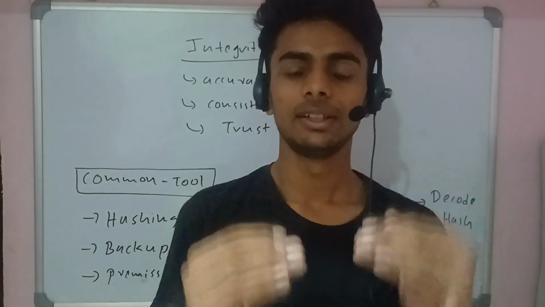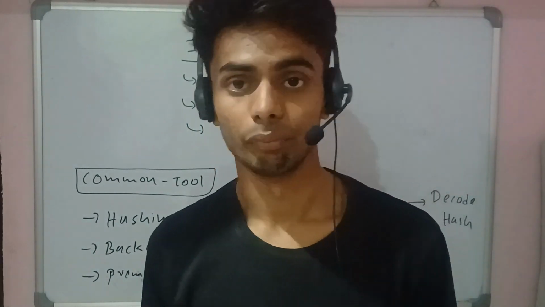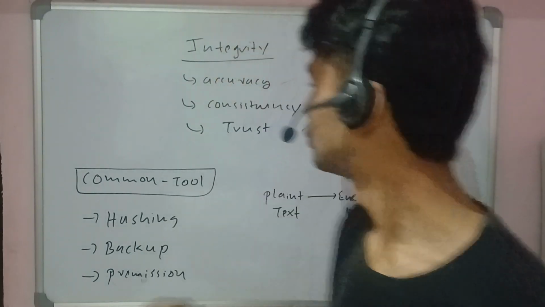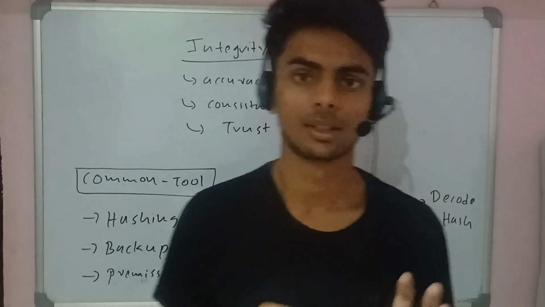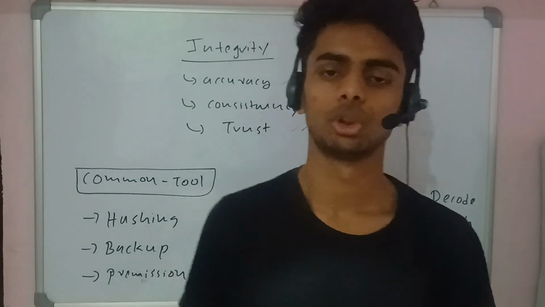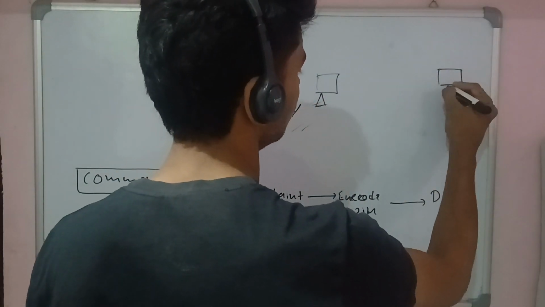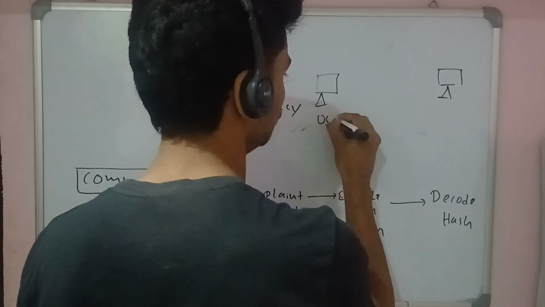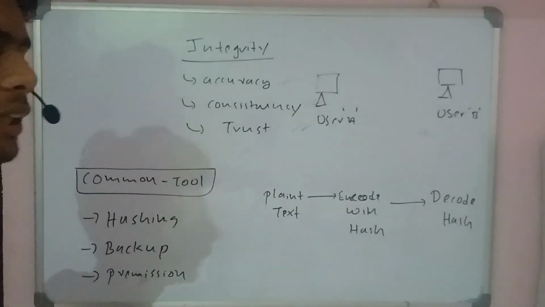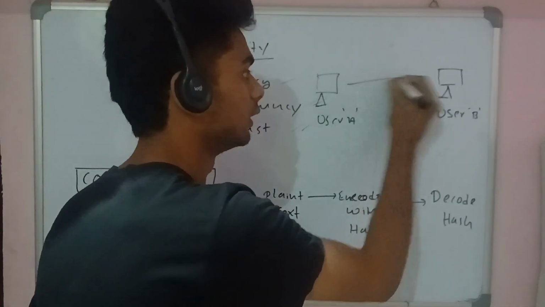Integrity ensures that the data transferred between two different systems is accurate. The second one is all about consistency and trust, meaning the data is transferred without losing any data packet. Let me explain. Let's suppose there are two systems, user A and user B, communicating with each other. Integrity ensures that the communication between them is accurate.